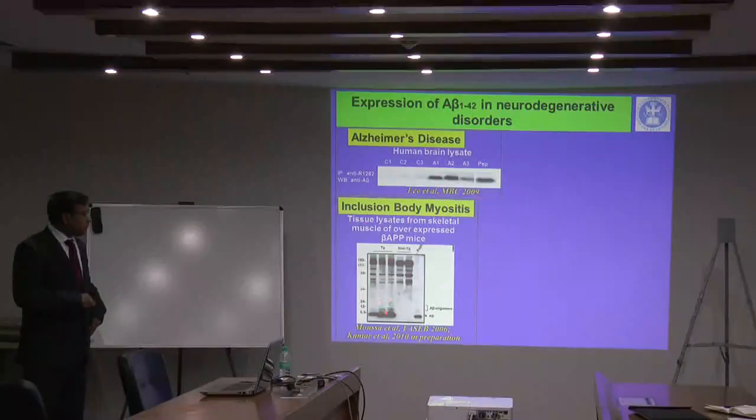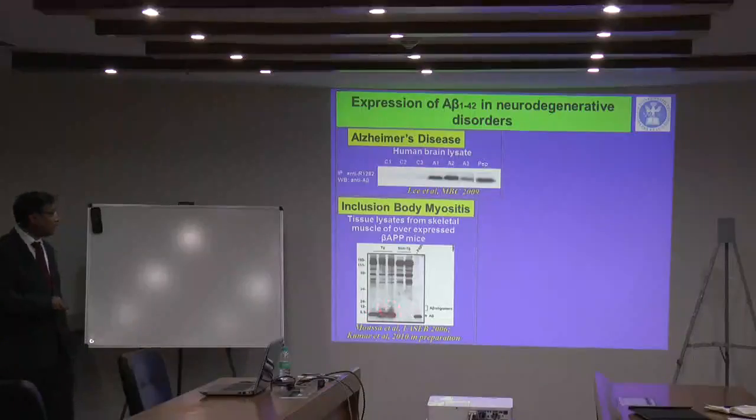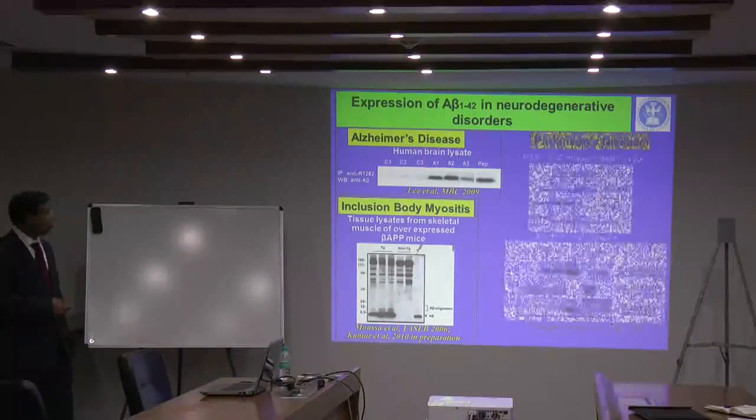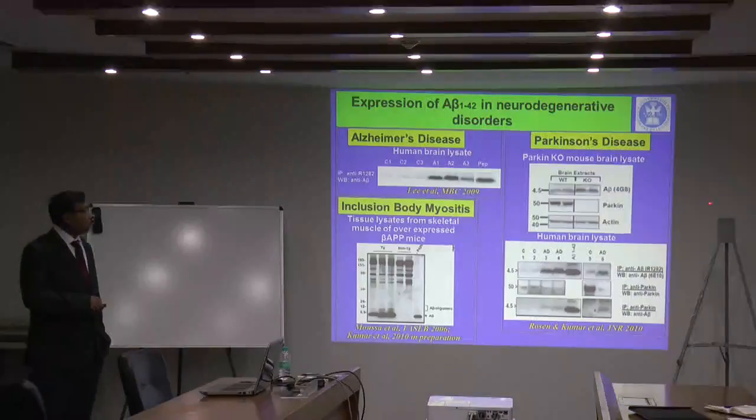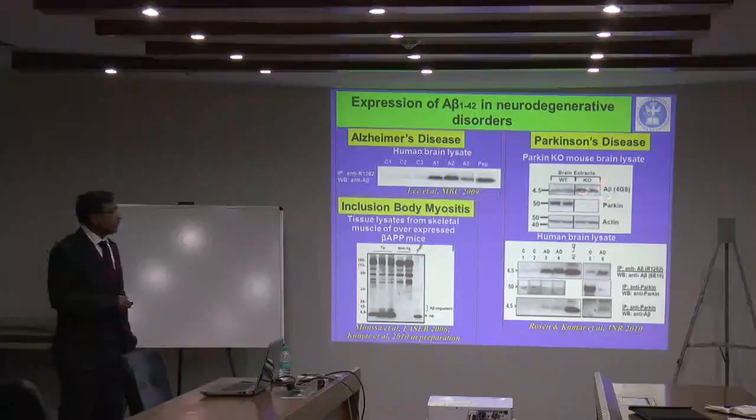This is inclusion body myositis, and again you can see that in the transgenic animal of inclusion body myositis, we found a considerable level of A beta in an oligomeric pattern. In PD also we found A beta. But now here is the interesting fact.